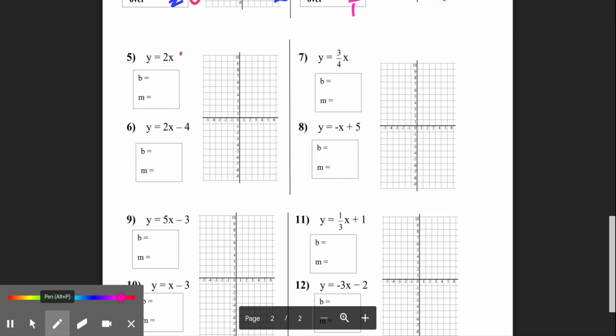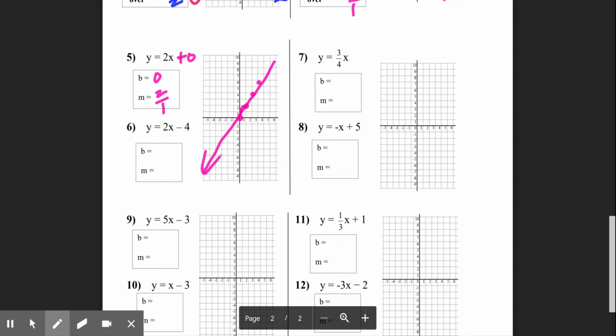Again, if our y-intercept's not there, it's understood to be 0. Our slope is 2, which means 2 over 1. So we're going to start at 0 and then go up 2 over 1, up 2 over 1, up 2 over 1. You can put as many points as you want. It really does not matter.